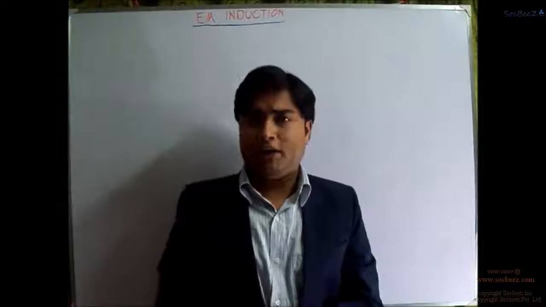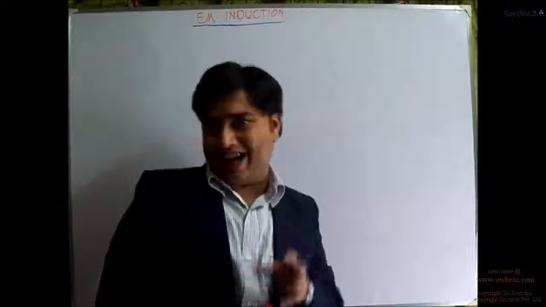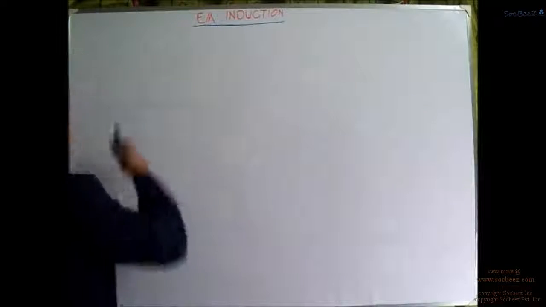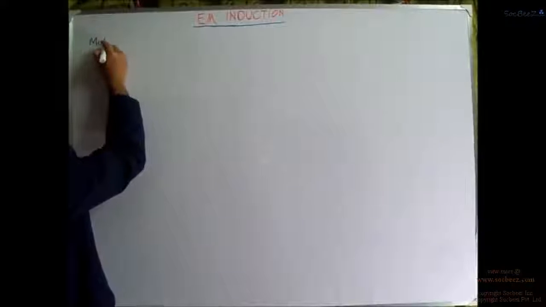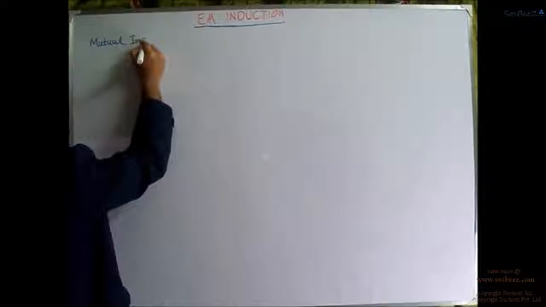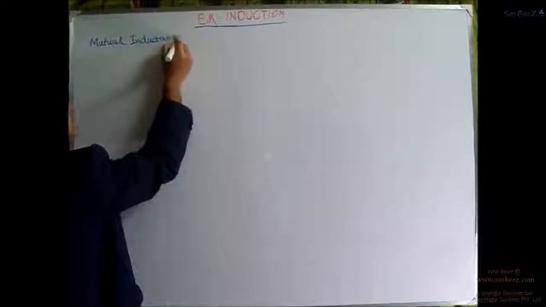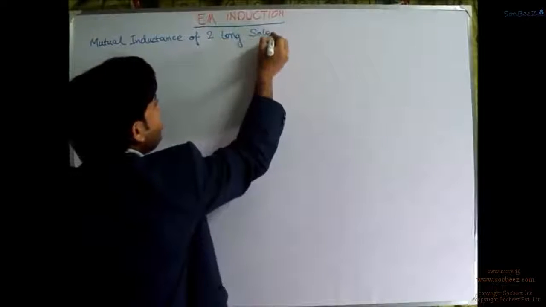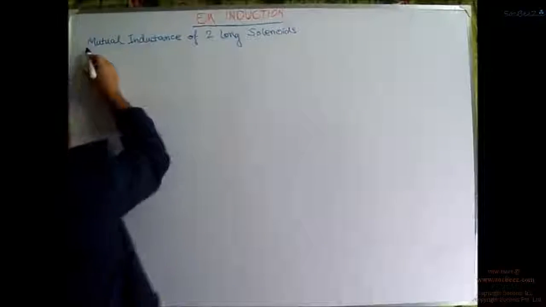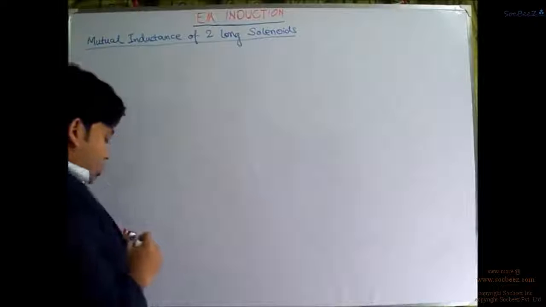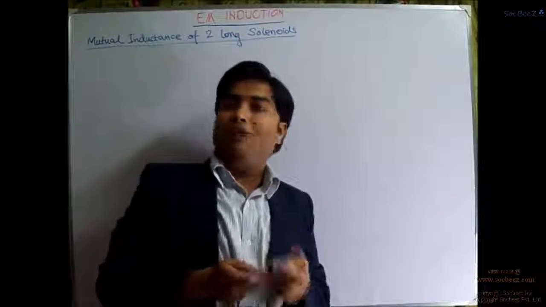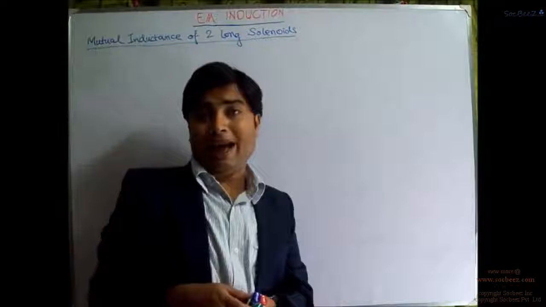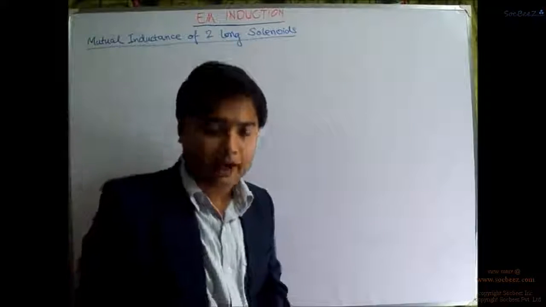Now we shall be looking into the concepts of mutual inductance of two long solenoids, such that both the solenoids will have the same cross-sectional area as well as the same length, right?